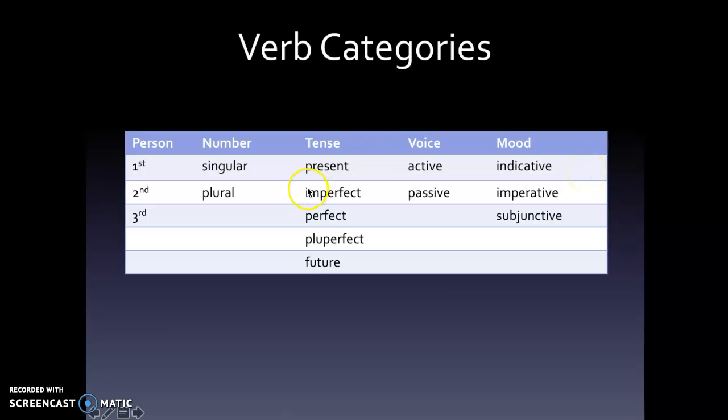Quick review: we have five different categories for our verbs: person, number, tense, voice, and mood. We've got first, second, and third person, singular and plural for number. Tenses: we have five tenses now: present, imperfect, perfect, pluperfect, and future; active and passive voice; and indicative, imperative, and subjunctive mood. Much of what we're going to do in this lesson is compare the indicative with the subjunctive.